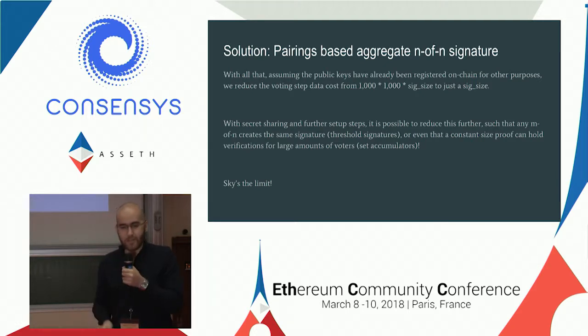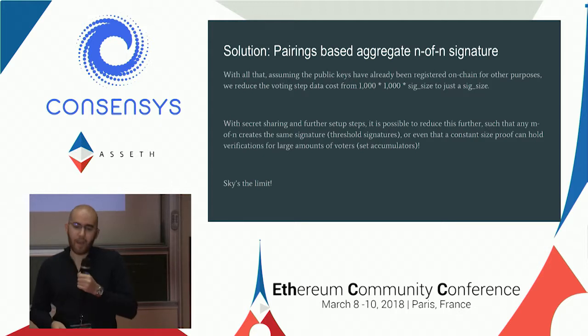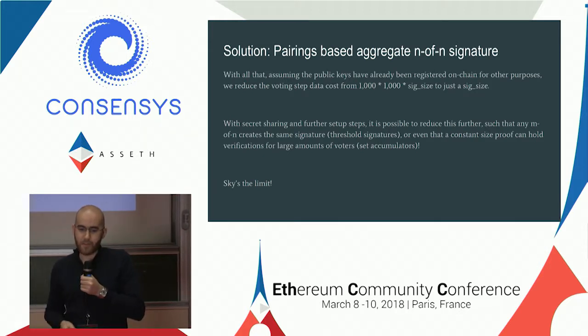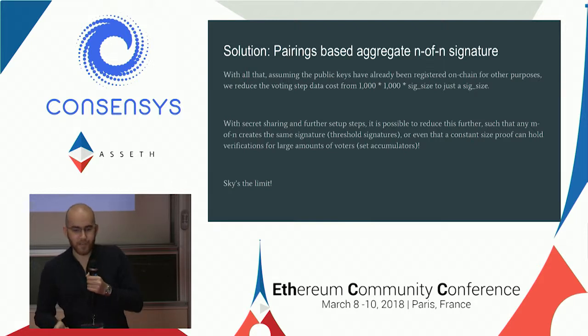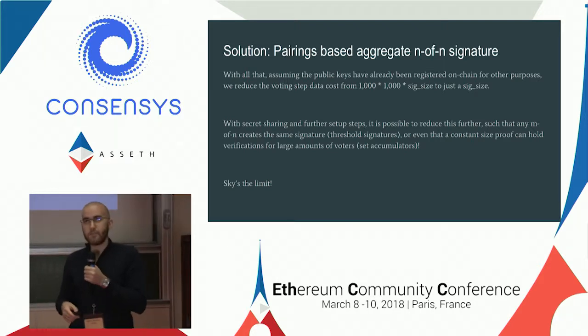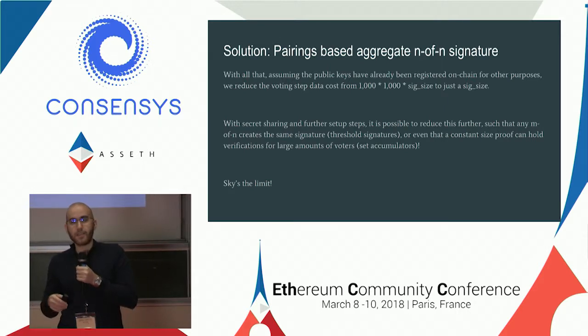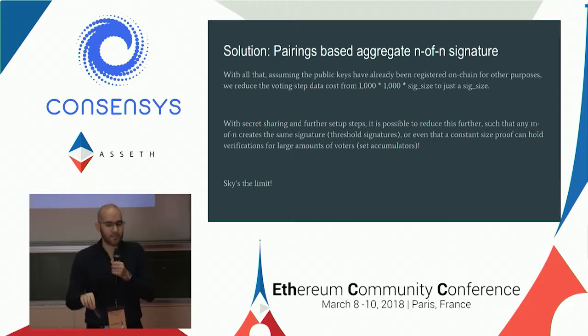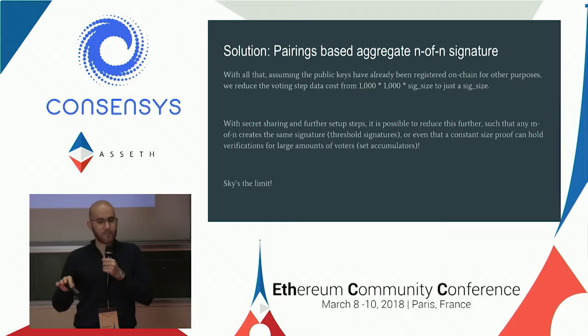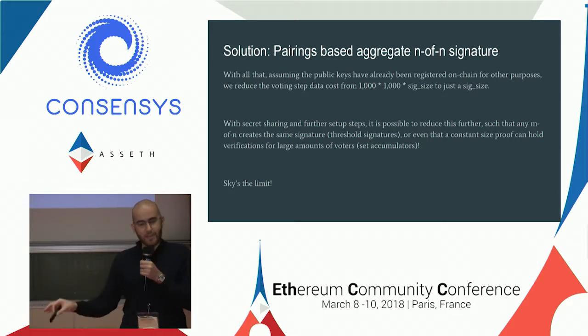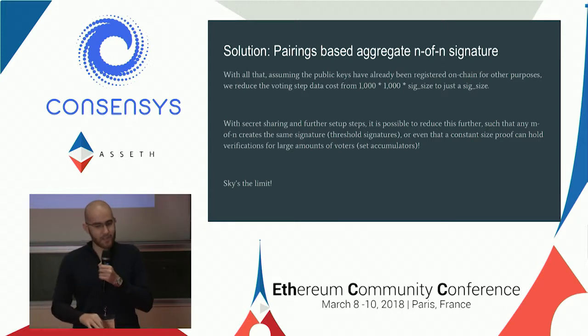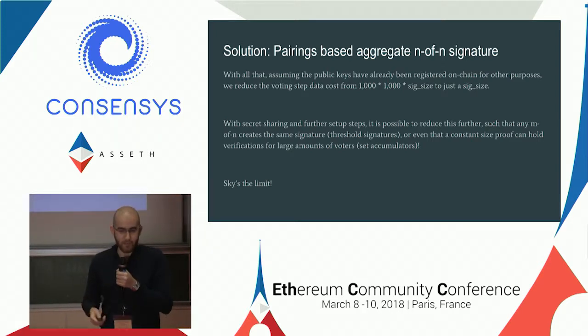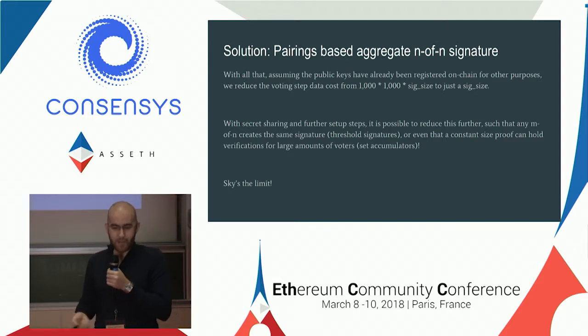There are also other extensions with further setup steps where it's possible to reduce this even further, such that any M of N creates the same signature, a threshold signature. For example, if you have a 7 of 10 threshold signature, any 7 keys in the set of 10 keys signing will create the exact same signature output, right? So whether it's the first 7 or the last 7, different key sets, they'll still create the same signature. And this is, again, through cancellation in bilinear pairings, which is only possible in bilinear pairings.